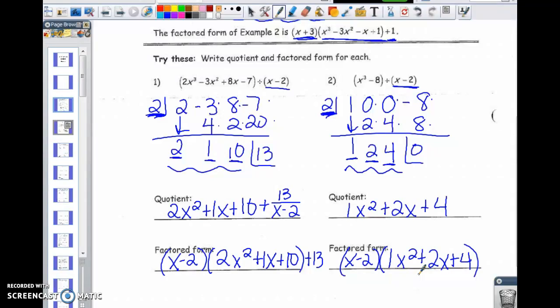Okay, so that wraps up our notes on synthetic division and writing our answer for the quotient and the factored form.